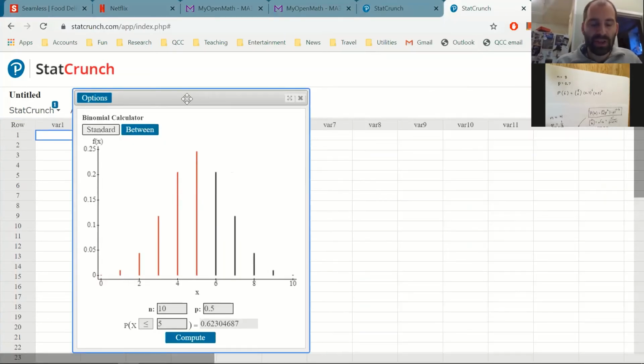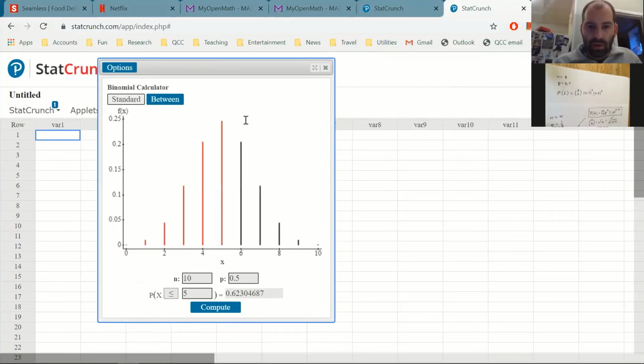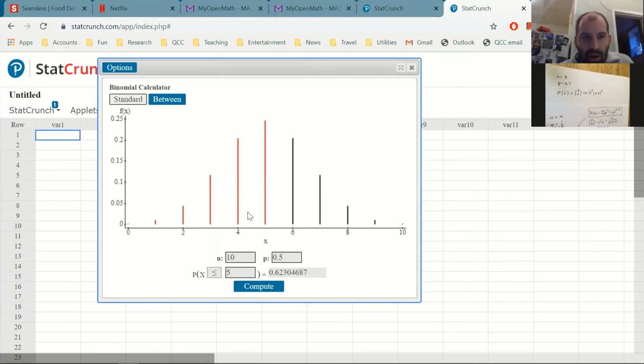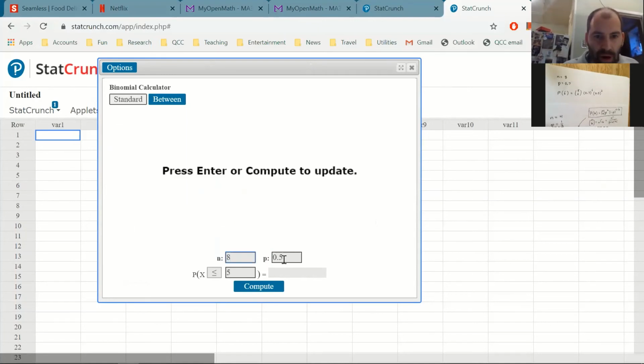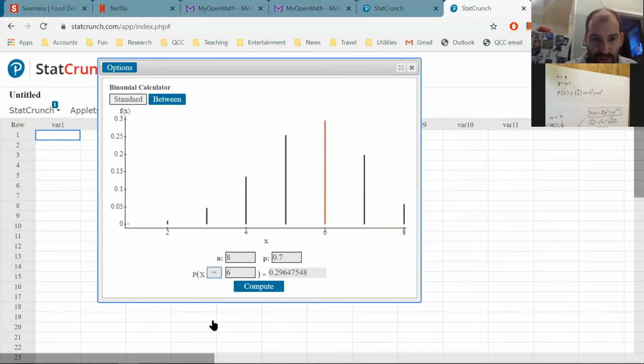And here's what we see. We were told that we had 8 trials. The probability of success was 0.7. And we want to know the probability of getting exactly 6. So not less than or equal to, but exactly. So we put an equals sign here.